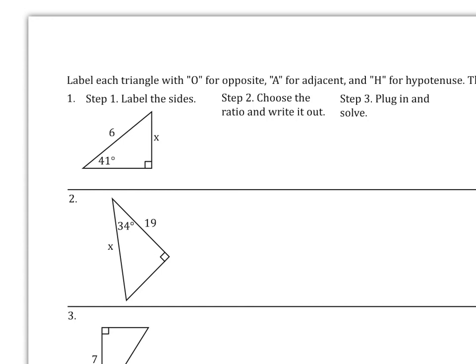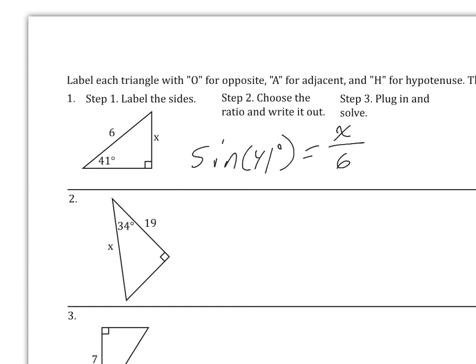So I look at my reference angle, which is 41 degrees. I have the opposite side, the one that's not touching it, and the hypotenuse. So opposite over hypotenuse, SOH, "some old hippie," so I use sine of my reference angle, which is 41 degrees, opposite over hypotenuse, so x over 6.